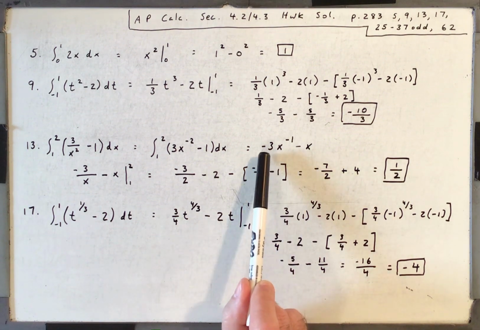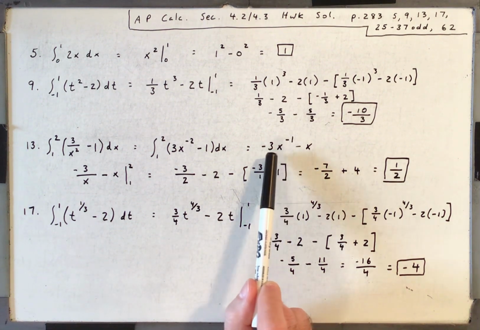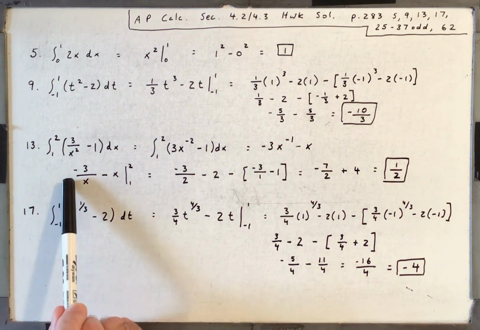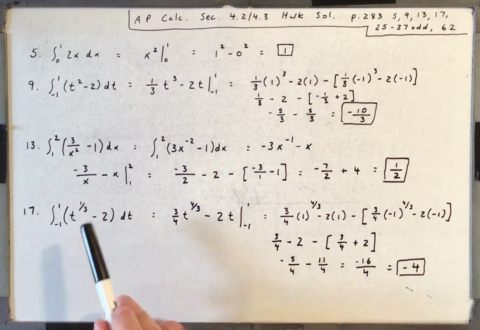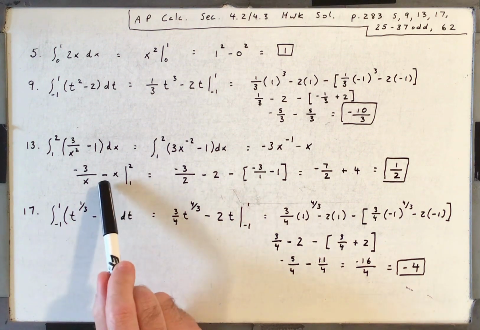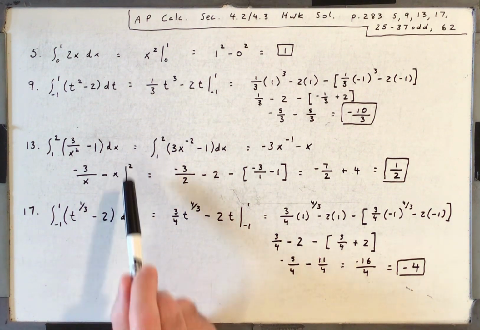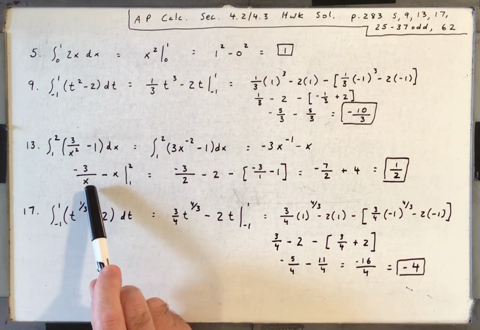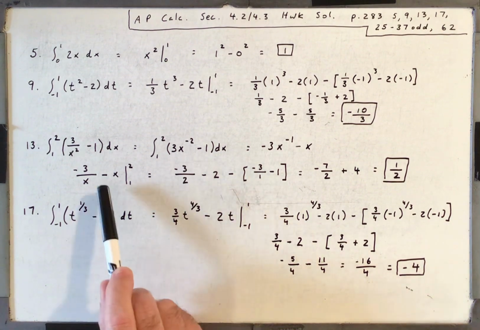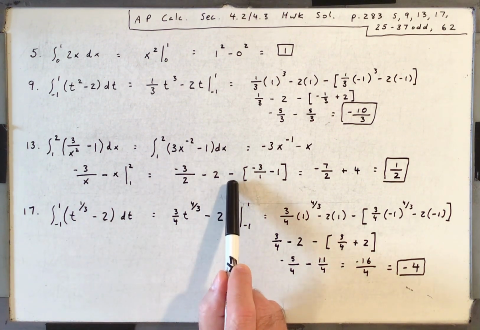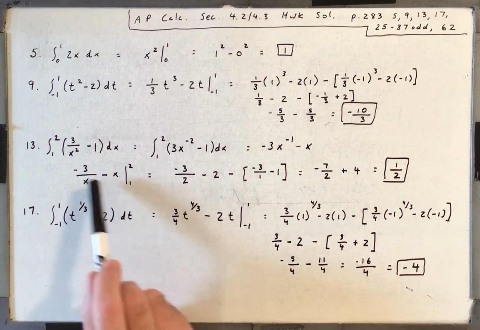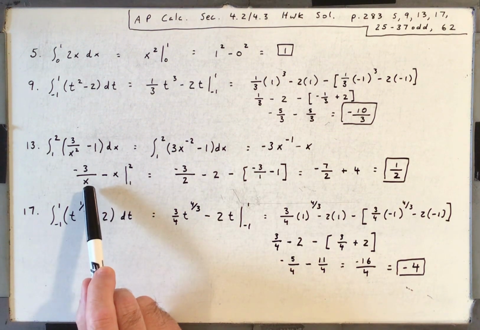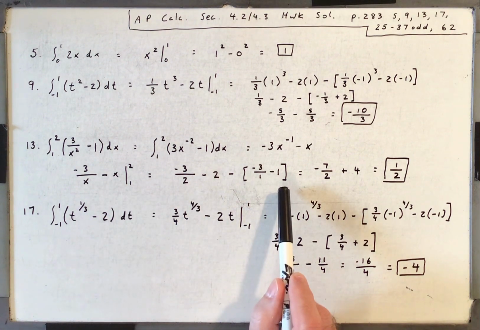Okay, I'm going to rewrite now that -3x to the minus 1. I'm going to come down here and write that as -3 over x because that's easier for me to process in my head. So minus x from 1 to 2. All right, plug in a 2. I'd have -3/2 minus 2 minus, and then let's put this in parentheses or brackets. Plug in 1. -3 over 1 minus 1.